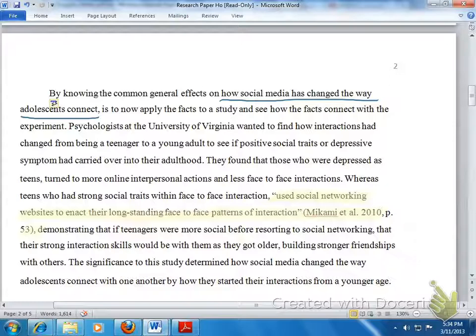So this is also where we're looking for signposts. Where it says, "is now to apply the facts to a study." Okay. So what do the first sentences do of each paragraph? In this particular case, the signpost is they're referring to the thesis: knowing the common general effects on how social media has changed the way adolescents connect, is now to apply the facts to a study and see how the facts connect with the experiment. So they're testing an experiment, it sounds like. That's how they're presenting this paragraph. I don't know. Does that work?